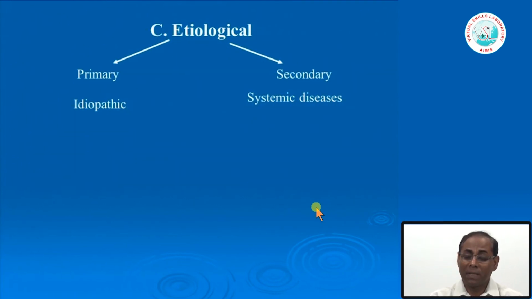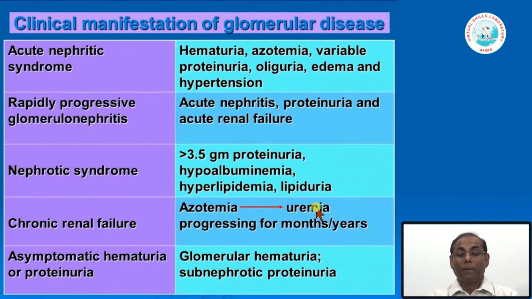Those secondary to systemic disease should be diagnosed so that the systemic disease can be treated, whereas primary ones have to be managed differently. Now, I have already described the structure and the classification of this disease, particularly pertaining to the glomerulus, so glomerular diseases.